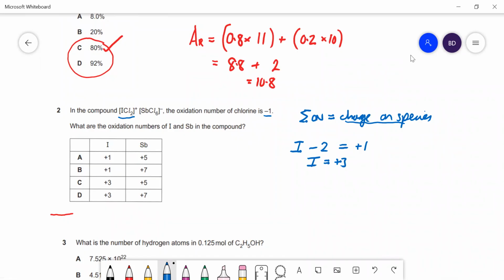Okay, now the one with Sb, which is antimony. So Sb, we don't know. The charge on that species is -1. We've got 6 chlorines, each one is -1, so that's -6 for them. So Sb is equal to +5. Okay, so 3 and 5, the answer is C.